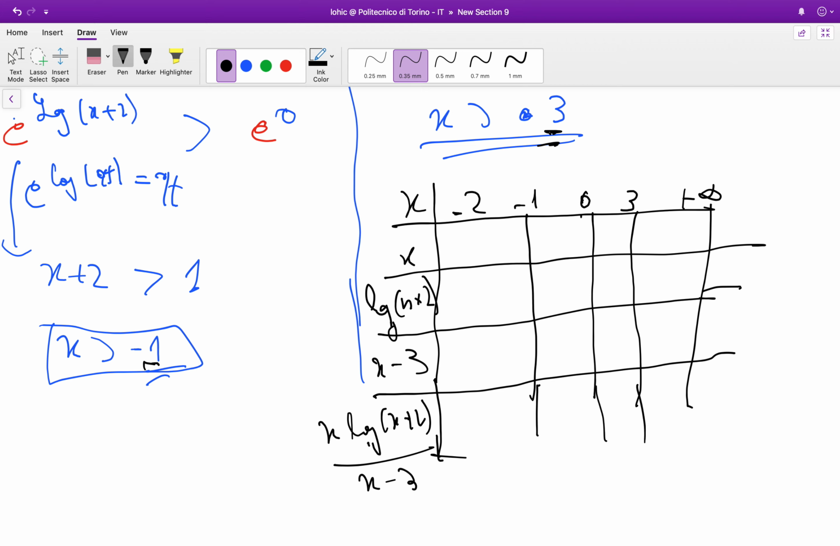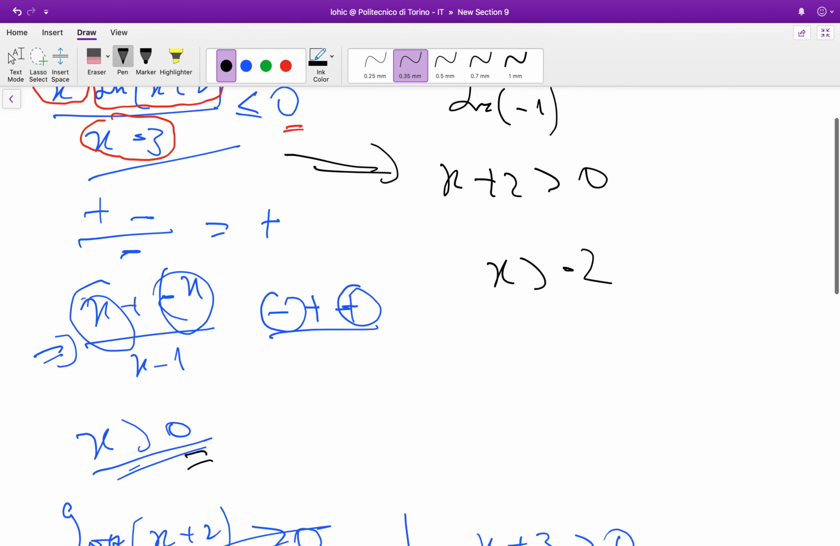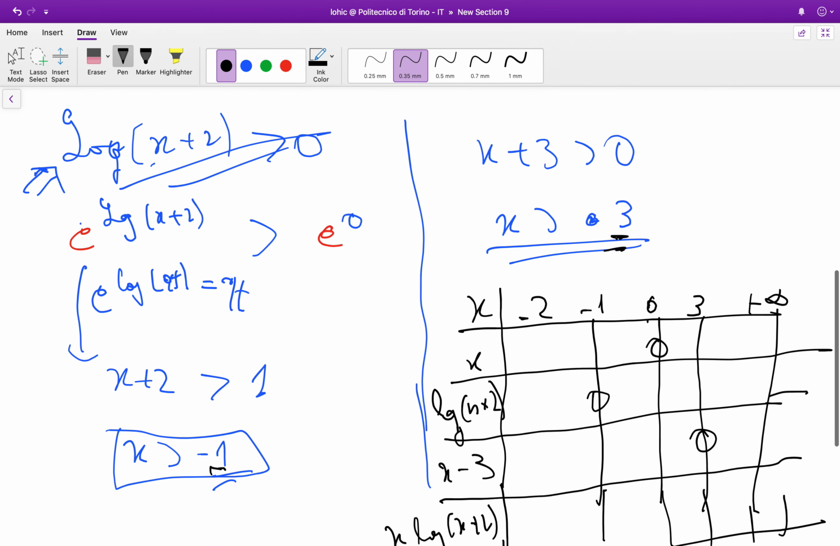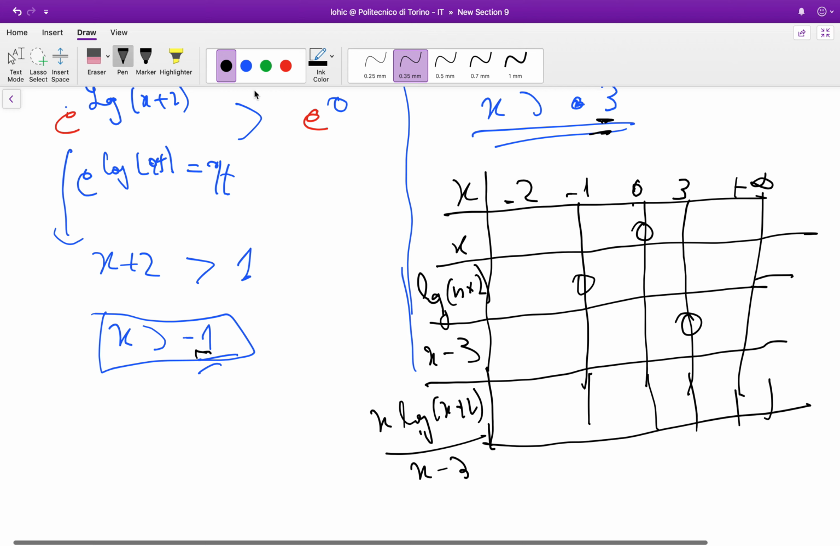Okay, now we are ready to write down all the steps. This x vanishes at 0, yes or not? The logarithm of x plus 2 vanishes at -1. We saw it here. x minus 3 vanishes at 3. Nice. Now you understand why I was solving for it to be positive. x is positive only when x is greater than 0, right? So here we'll put negative, negative, then from 0 we'll put positive. Is that clear?